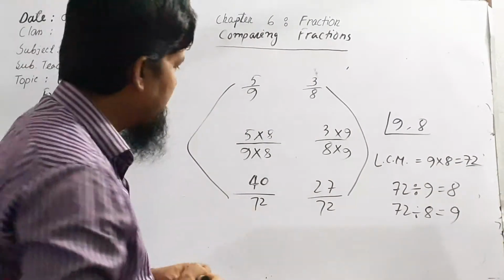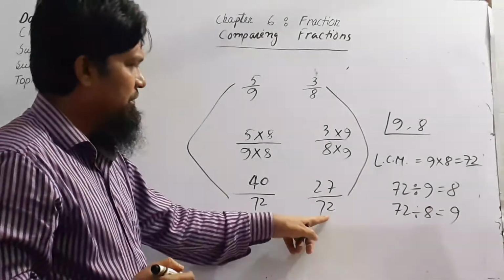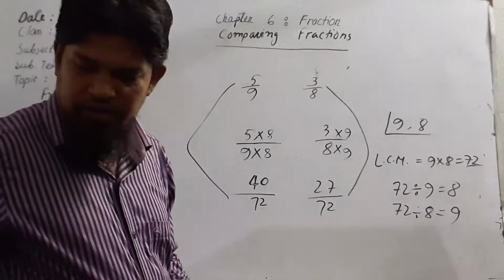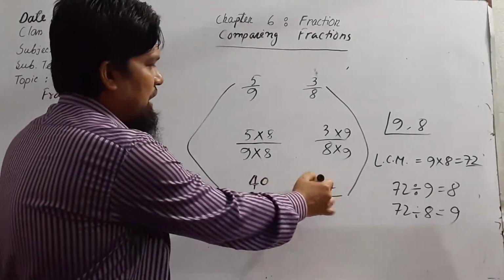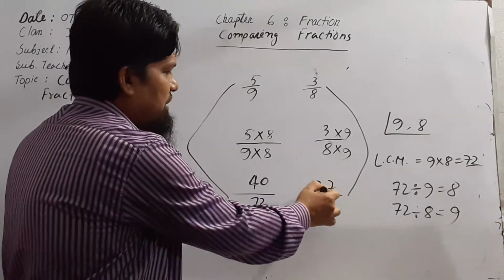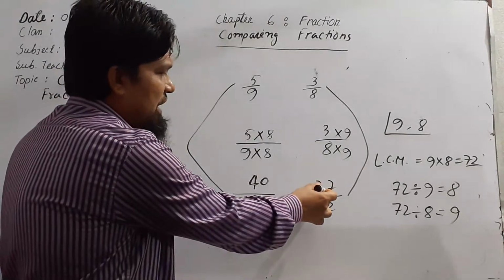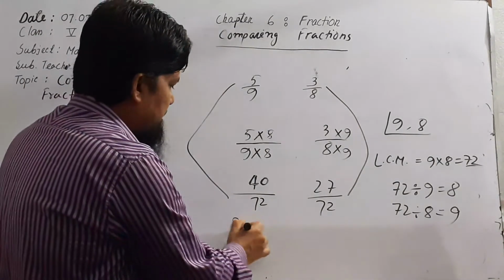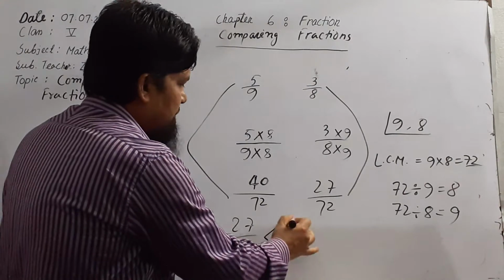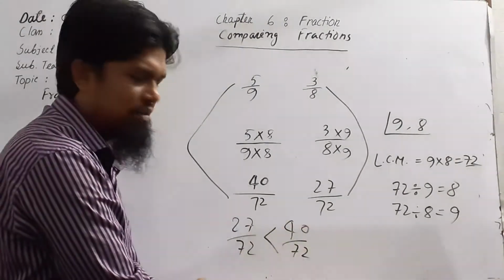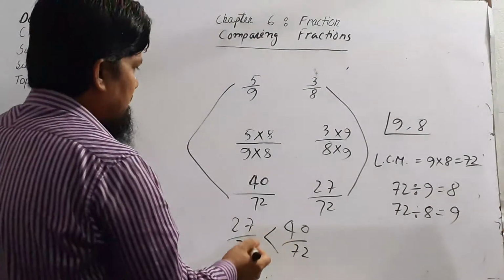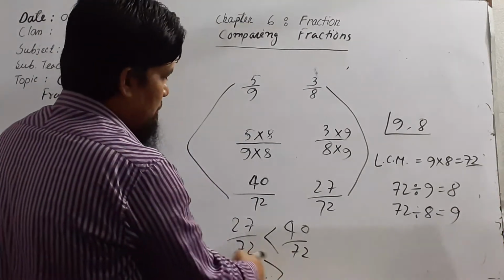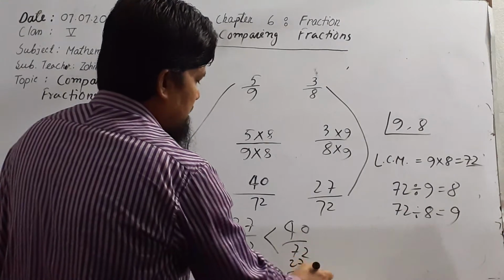In my previous video, I have shown you that if the denominators are same, then how can we compare between the fractions, which one is greater or which one is less? Just by looking at the numerator. Here the numerator 27 is less than 40. So if we arrange it in ascending order, 27 by 72 will come first and 40 by 72 will come later. On the other hand, if we arrange it in descending order, then 40 by 72 will come first, and the sign will be just opposite. Then 27 by 72 will come later.